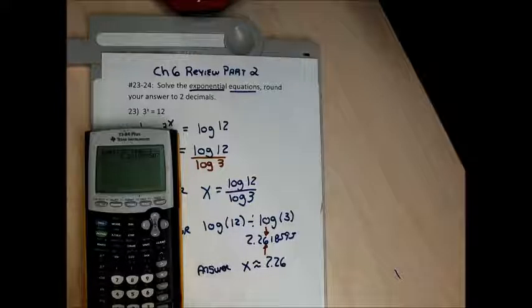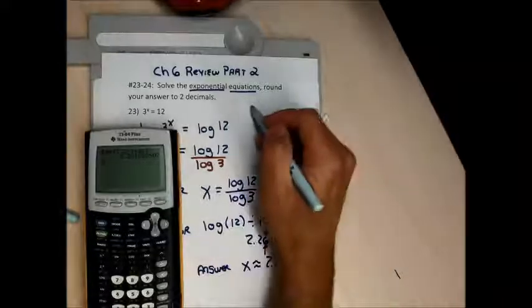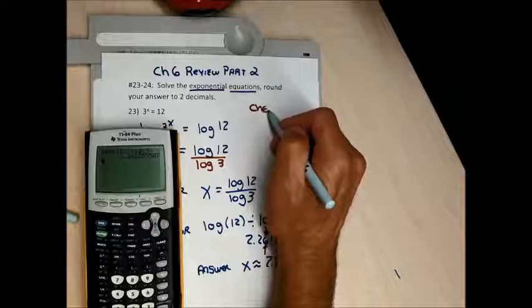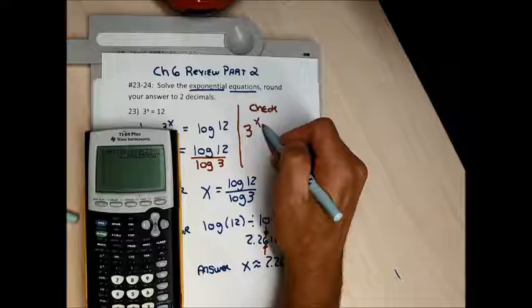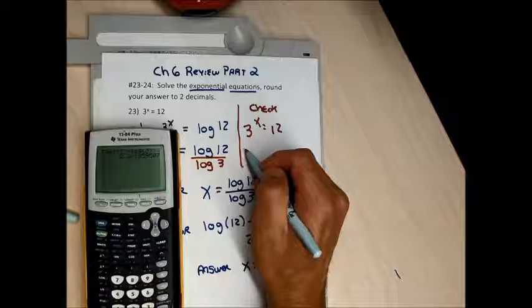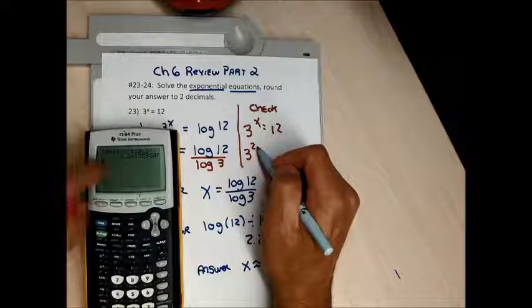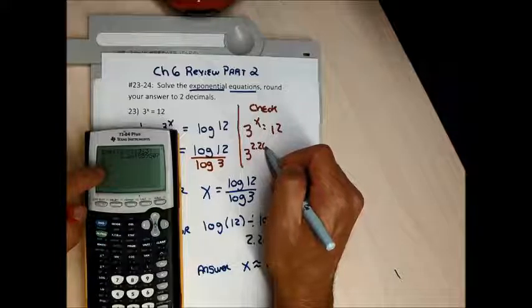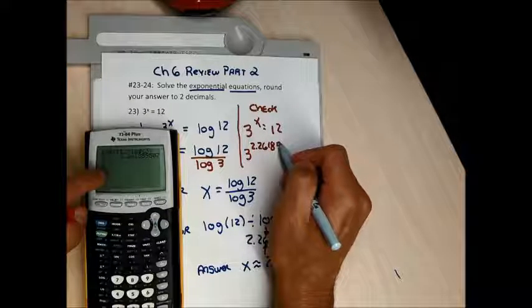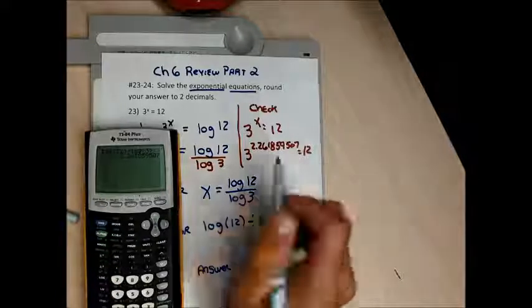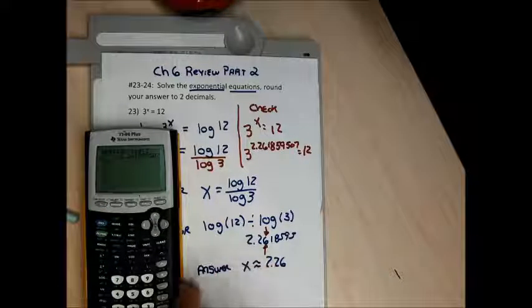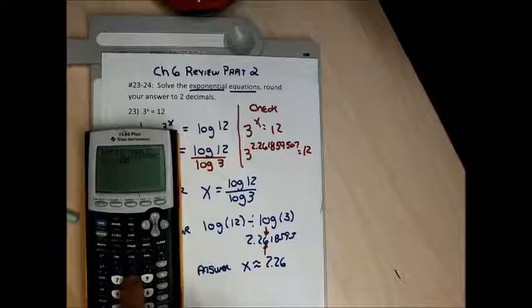If I want to check, it's completely optional. But if I want to check, I should probably use the decimal that's not rounded so much to get a better checking. So the original problem is 3 to the x equal to 12. The more decimals in my answer that I put in for x, the more accurate my checking is going to be. I think if I plug that in for x as opposed to the rounded version, then I'm going to get either an exact checking or a checking that's super close.